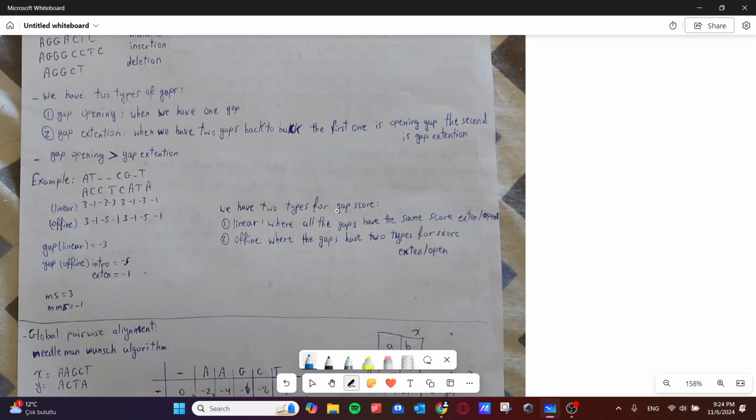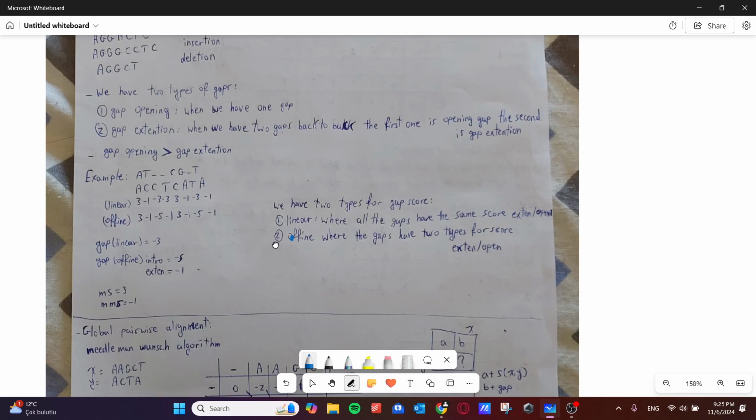Here we have two types for gap score, linear and affine. Here it should be affine, A, this one is A. Linear, where all the gaps have the same score, the extensions and the openings. Affine, where the gaps have two types for score, extension and opening.